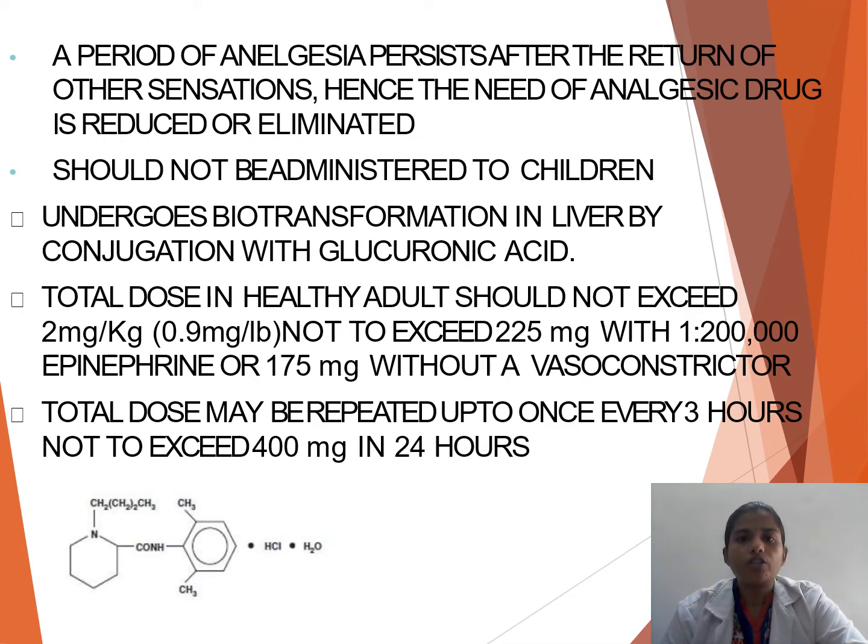Duration of soft tissue anesthesia may extend up to 12 hours. A period of analgesia persists after the return of other sensation, hence the need for analgesic drugs is reduced or eliminated. It should not be administered to children. It undergoes biotransformation in the liver by conjugation with glucuronic acid. Total dose in a healthy adult should not exceed 2 mg per kg, not to exceed 22 mg with 1:2 lakh epinephrine or 175 mg without a vasoconstrictor. Total dose may be repeated up to once every 3 hours and not to exceed 400 mg in 24 hours.